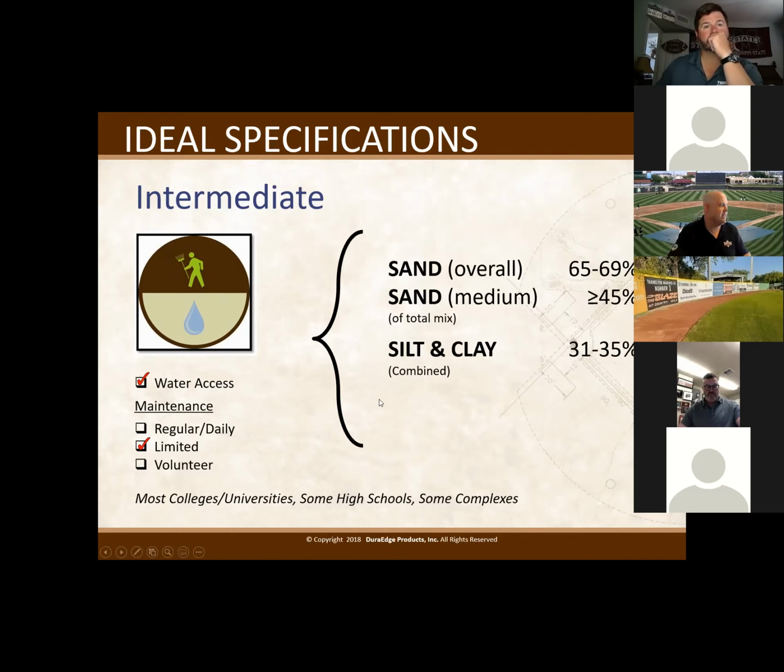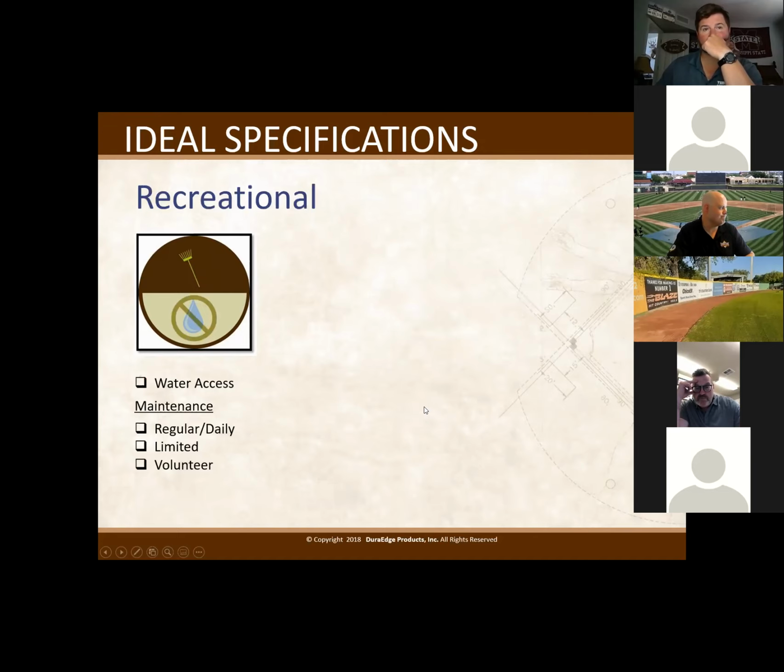Here's an intermediate level of maintenance. This is kind of what we'll see at the college level. Obviously, an increase in sand percentage is recommended. The medium-sized sand is increased. Silt and clay comes down. But with the increased sand, this is going to soften it a little bit to make it a little bit easier to maintain. And the silt to clay ratio is still between 0.5 and 1.